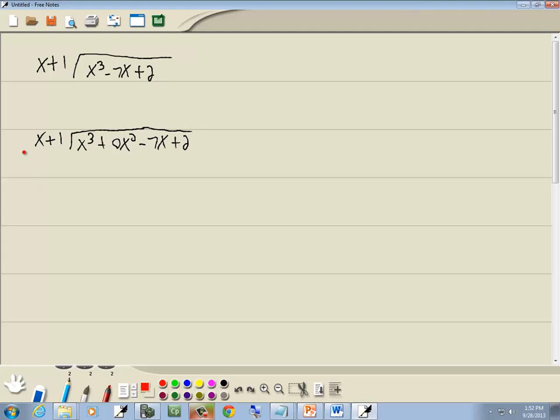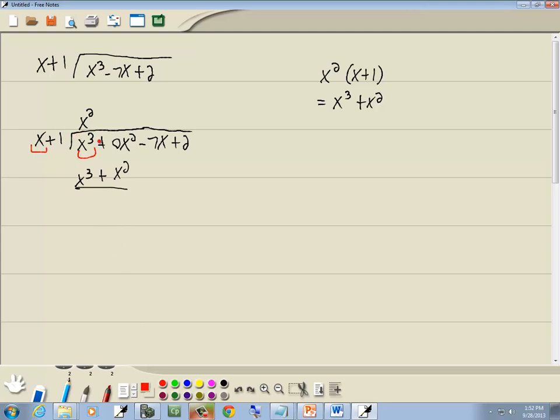Now we're going to take a look at the first term of each to decide what to put up on top. We ask ourselves what times x gives us x to the third, and that's x squared. Now whatever you put up on top, you multiply by what's out in front. So I'll take x squared times x plus 1. X squared times x is x to the third. X squared times 1 is x squared. So we've got x to the third plus x squared.